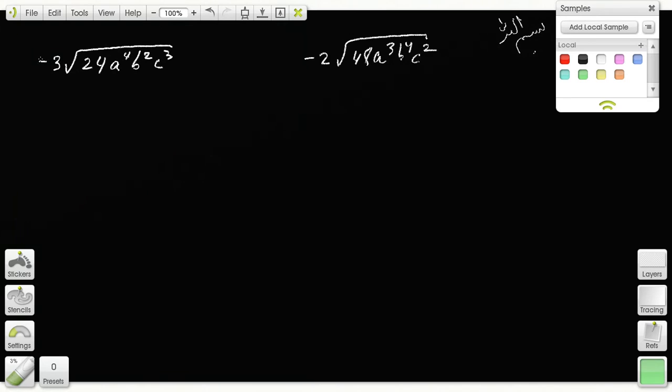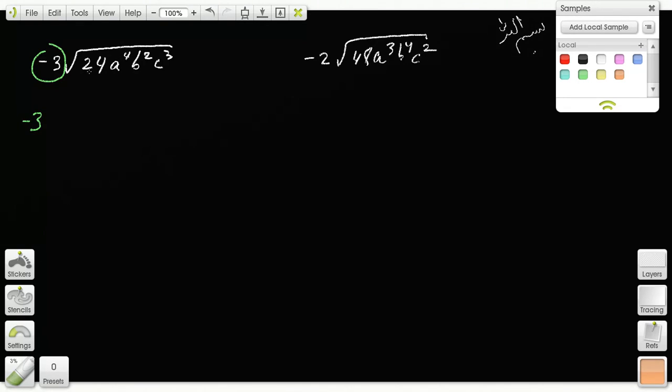Okie dokie. See, this negative 3 is on the outside. It's like negative 3 times square root of this, okay? Just leave it be. See, there's a times. You follow? Okay, so don't worry about it until the end. So, that's just helpful. Okay, now what?